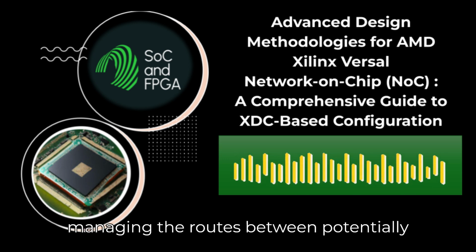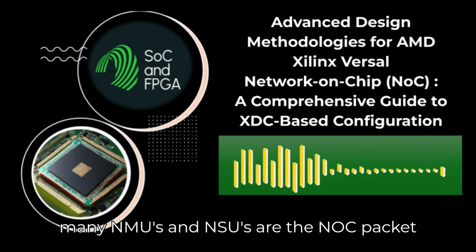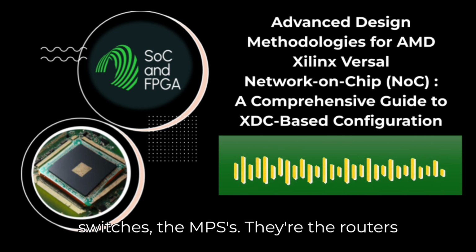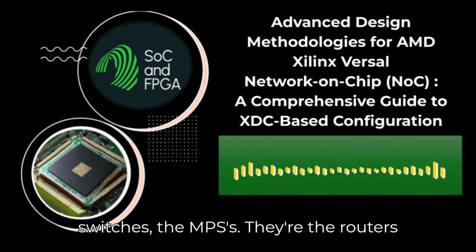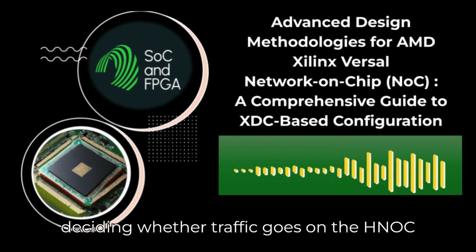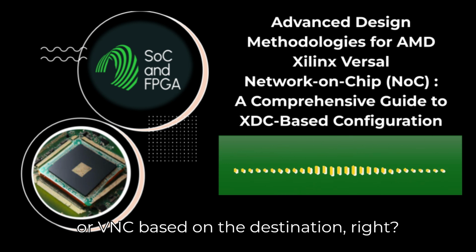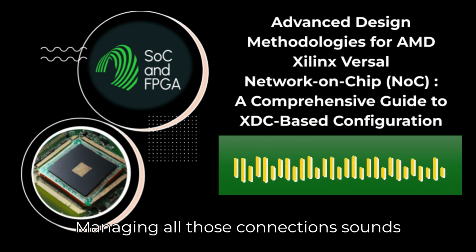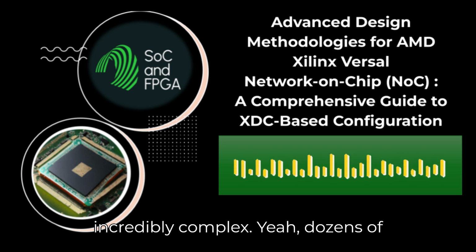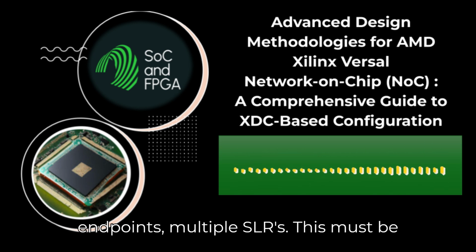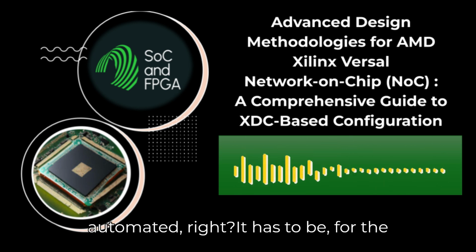And connecting them all, managing the routes between potentially many NMUs and NSUs are the NoC packet switches, the MPSs. They're the routers, deciding whether traffic goes on the HNOC or VNC based on the destination. Right. Managing all those connections sounds incredibly complex. Yeah. Dozens of endpoints, multiple SLRs. This must be automated, right? It has to be, for the most part.